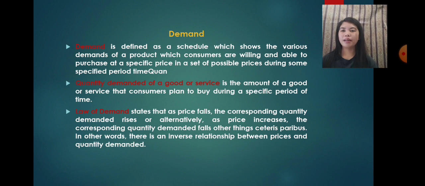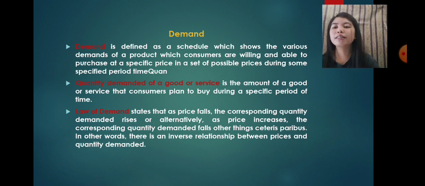So next is demand. What is demand? Demand is defined as a schedule which shows the various quantities of a product which consumers are willing and able to purchase at a specific price in a set of possible prices during some specified period of time. Then, the quantity demanded of a good or service is the amount of a good or service that consumers plan to buy during a specific period of time. So, the law of demand.